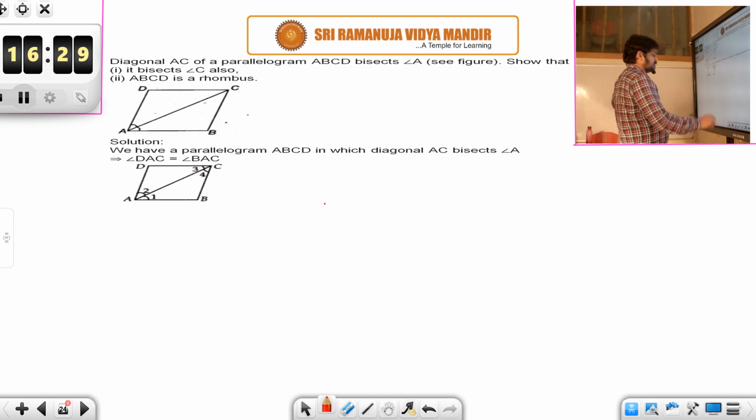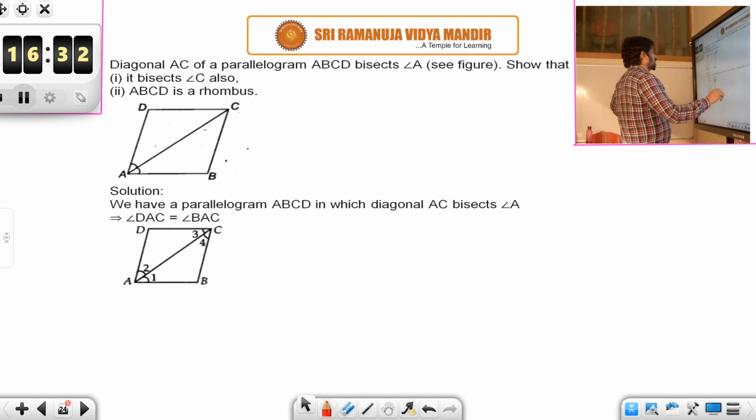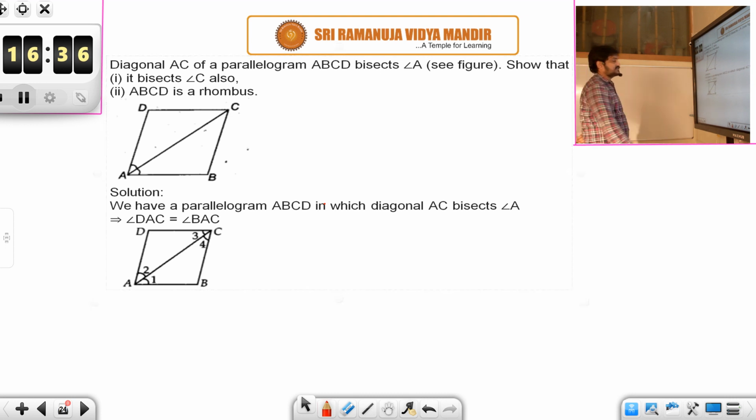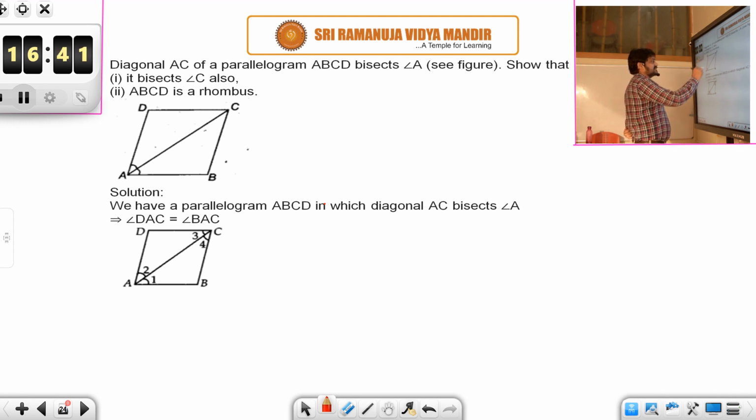Let's look at this question. You are given that diagonal AC of a parallelogram bisects angle A. So this diagonal AC is bisecting angle A into two equal parts. Now you need to show that it bisects angle C also, and you need to show that ABCD is a rhombus.